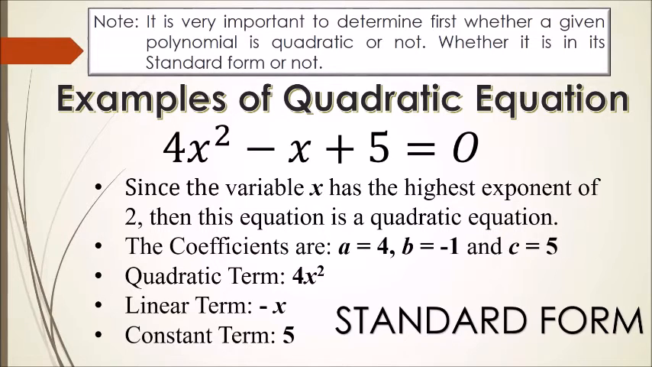The coefficients are a equals 4, b equals -1, tandaan niyo yung sinasabi kong invisible 1, and c equals 5. While the quadratic term is 4x squared, the linear term is -x, and the constant term is 5. Sa makatwid, napakadaling i-determine ang iba't ibang components ng ating quadratic equation kung naka-standard form na siya.